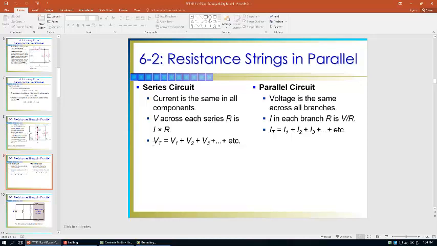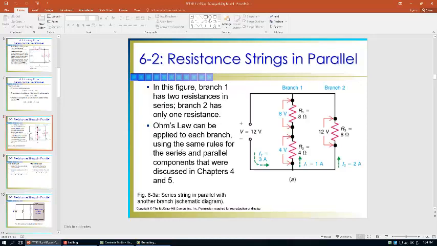Okay, and for series components, the total voltage must be equal to the sum of the voltages on all the components. So if we say that, for example, this branch right here has 12 volts, that's the total voltage. The total voltage must be equal to the sum of all the voltages in series. So the voltage across this resistor plus the voltage across this other resistor must add up to the total voltage applied, which is 12 volts. 4 plus 8 equals 12.